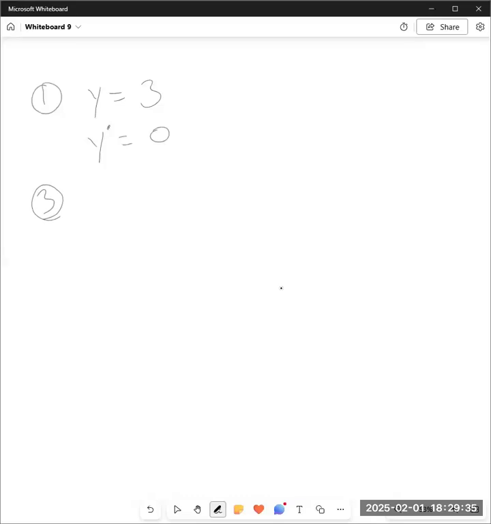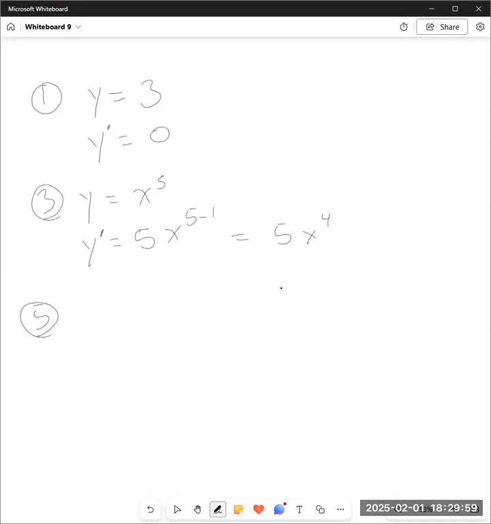Number 3, y is equal to x to the 5th. So we're going to use our power rule here. Y prime is going to be 5 times 1 is 5. Drop the exponent by 1. Let's go ahead and write that here. 5 minus 1 is 5x to the 4th.